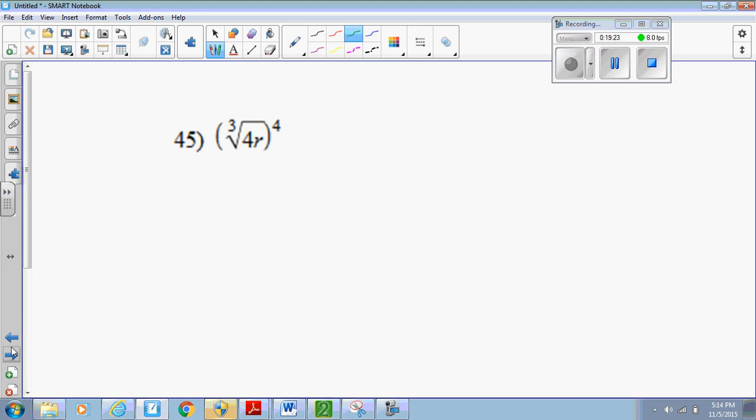Okay, 45. This one's a little tricky because we have to change these into fractional exponents. That's what we're asked to do here. So here's the rule that we're going to have. I'm going to put x to the power of a over b.